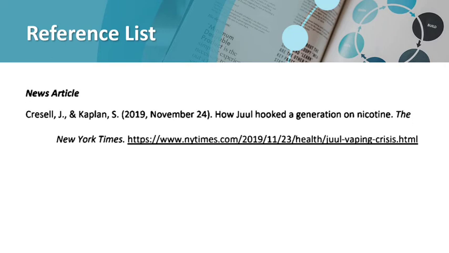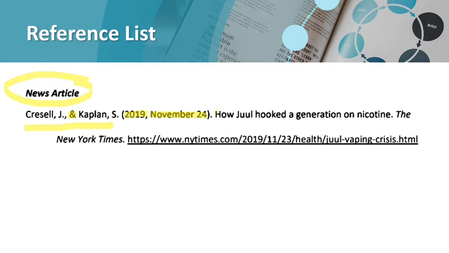Next is from a news article. So again, list each author's last name and the initials. In cases, again, if there are 2 authors or more than 3 authors, use the ampersand before the final author's name, or the last surname of the last author, and then followed by the year, comma, and the month and date. Take note, you do not need to abbreviate the month.